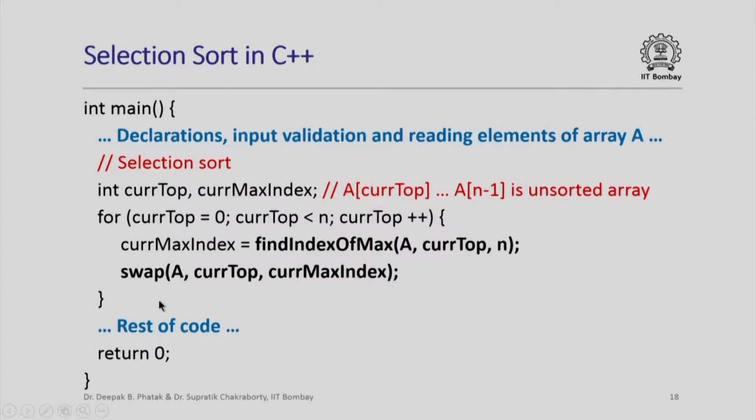Now as a C++ program, we can implement this by using these two functions. So I have said current max index is assigned. There is a function find index of max. It is going to find the index of the maximum element in the part of the array A between current top and n minus 1, and once it has found that index, it is going to swap A current top with A current max index. So let us see how this function might look like.